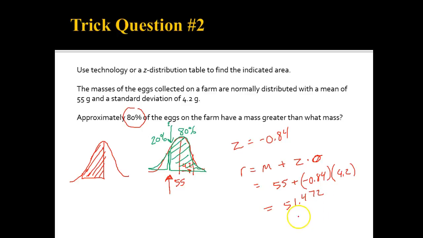We'll round that to approximately 51.5 grams. So 51.5 grams is the number where 20% of the data is below that number and 80% of the eggs are above that number. And that's all there is to it.